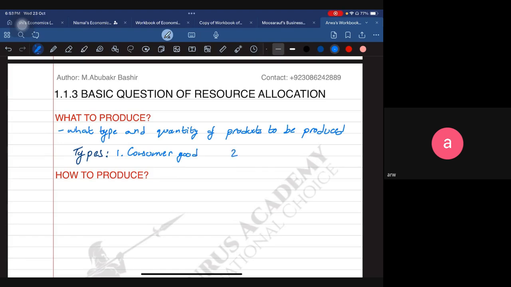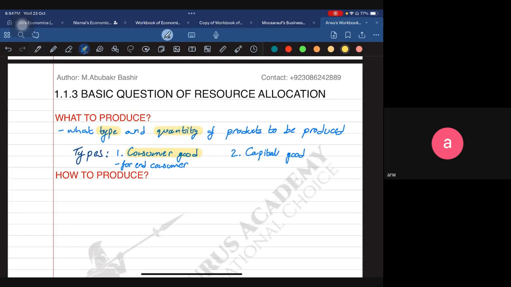And the other option that we have is known as a capital good. So a consumer good is for the end consumer, right? And this is going to help the current generation basically. What does this mean, that I've just said current generation?